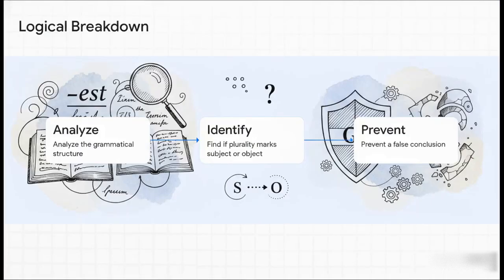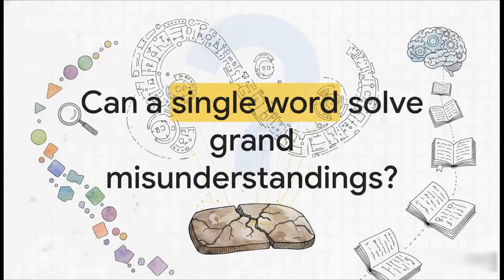To really cement this, let's walk through the logical progression. First, you analyze the grammatical structure. Don't just read the words, look at how they're built. Ask, is it a superlative? Next, identify if the plurality marks the subject or the object. Basically, figure out where the multiplicity actually belongs based on the context of the category. Ultimately, doing this prevents a false conclusion. A correct grammatical reading acts like a shield. It directly stops us from making massive philosophical or factual misunderstandings based on a superficial reading of literally a single letter.